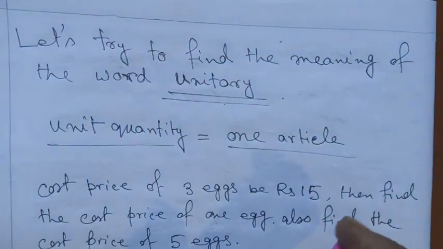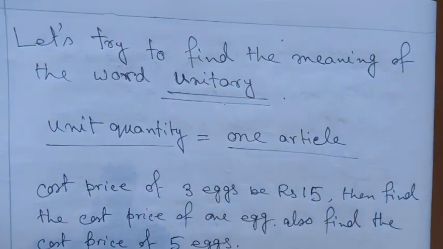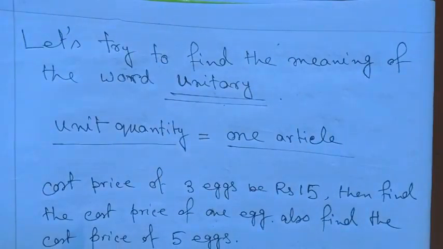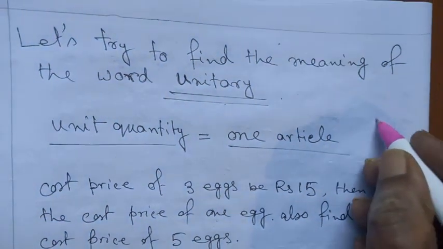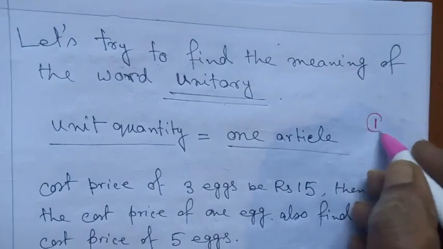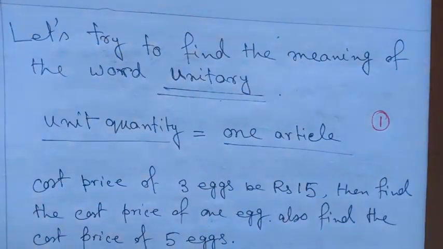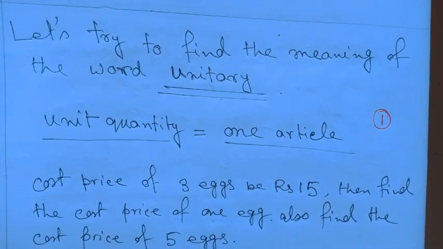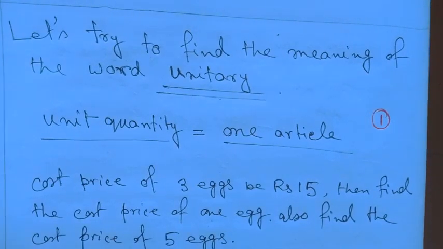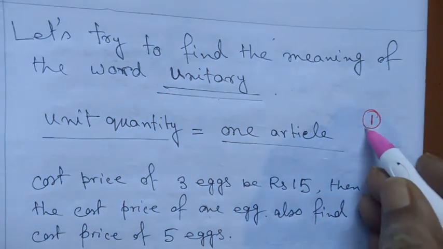The word unitary came from unit. Unit means one. Unity means one. In this case, one is known as unity. So, in this case, we find the cost price or selling price, etc. of one piece.